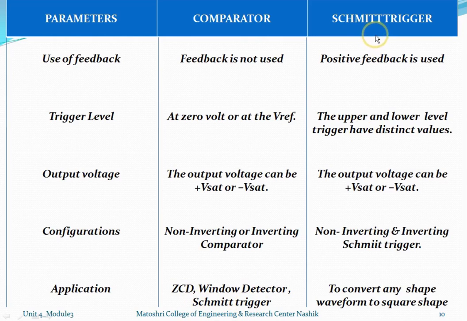But the Schmitt trigger is used to convert any shape of waveform to a square shape. Any arbitrary shape of input waveform, when it crosses the VLT or VUT, the output changes, and at that time we get square shape outputs. So that's why the function of the Schmitt trigger is to convert any shape of waveform to a square shape waveform.